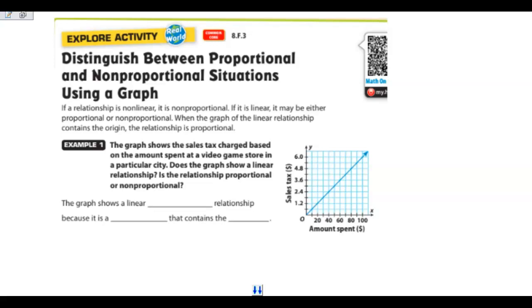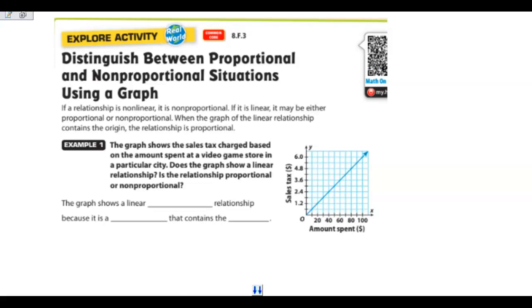So the first one is distinguishing between proportional and non-proportional situations using a graph. And you'll remember that in 7th grade, a graph of a proportional relationship always passes through what point? The origin. And non-proportional relationships do not pass through the origin. So if a relationship is nonlinear, it is automatically non-proportional, because a proportional relationship has to be linear. If it is linear, it may be either proportional or non-proportional.